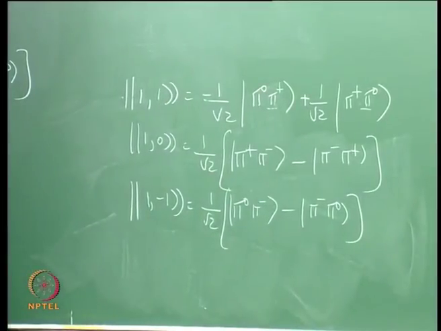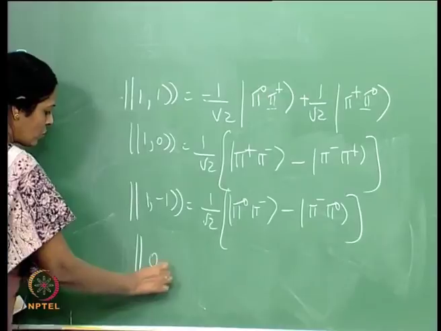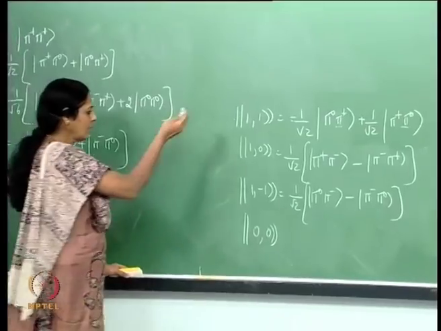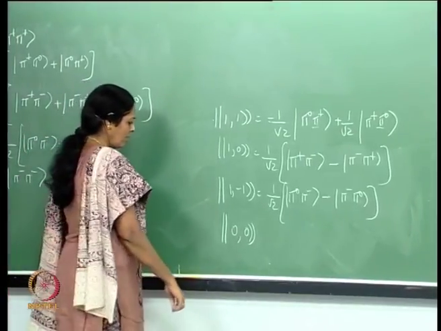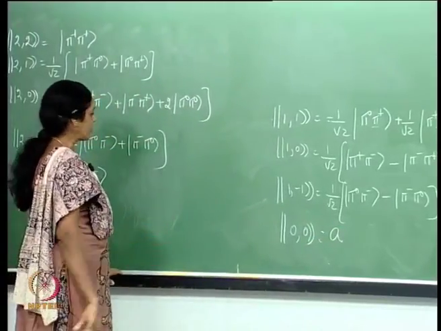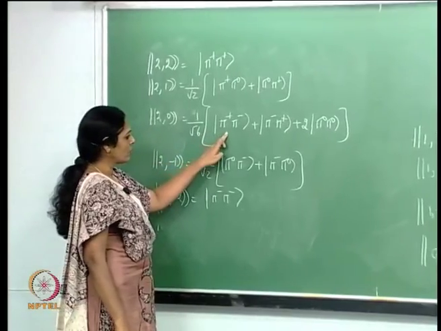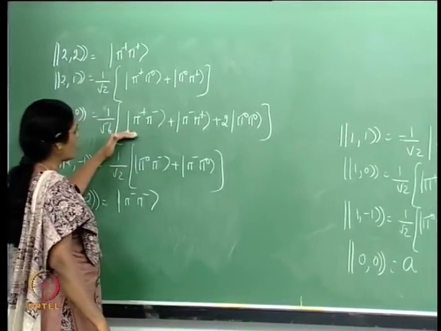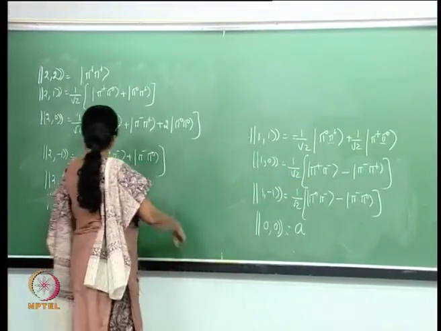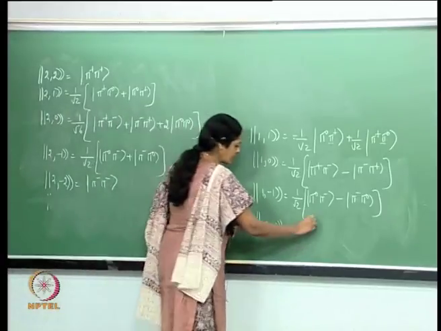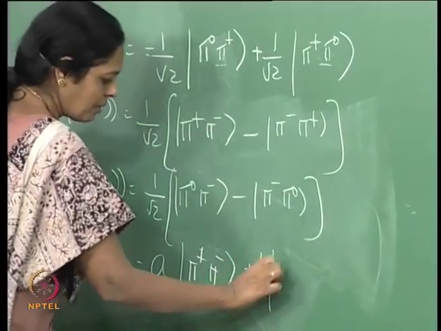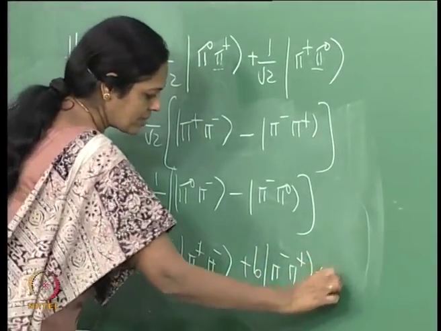I need to now find 0 comma 0, the coupled state 0 comma 0, the isosinglet state in terms of the uncoupled basis. I know that the contributions come from the same set of states that contributed to 2 comma 0 or 1 comma 0, in general 2 comma 0. Recall that 1 comma 0 did not have pi naught in it. So basically I can write this as A times pi plus pi minus plus B pi minus pi plus C pi naught.